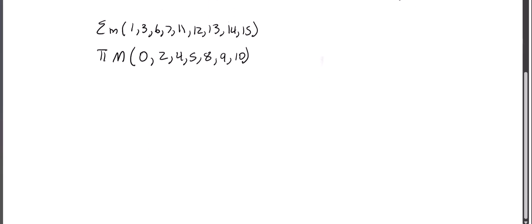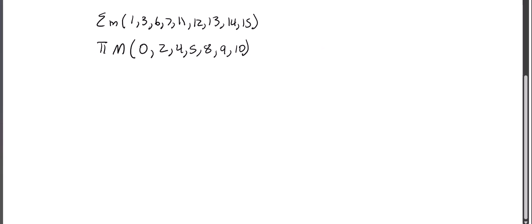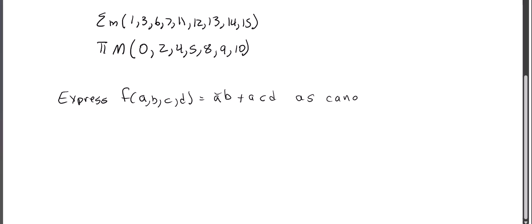Now let's say I had to express f of a, b, c, d equals a bar b plus a, c, d, this is number 10, as canonical sum of products and product of sums.